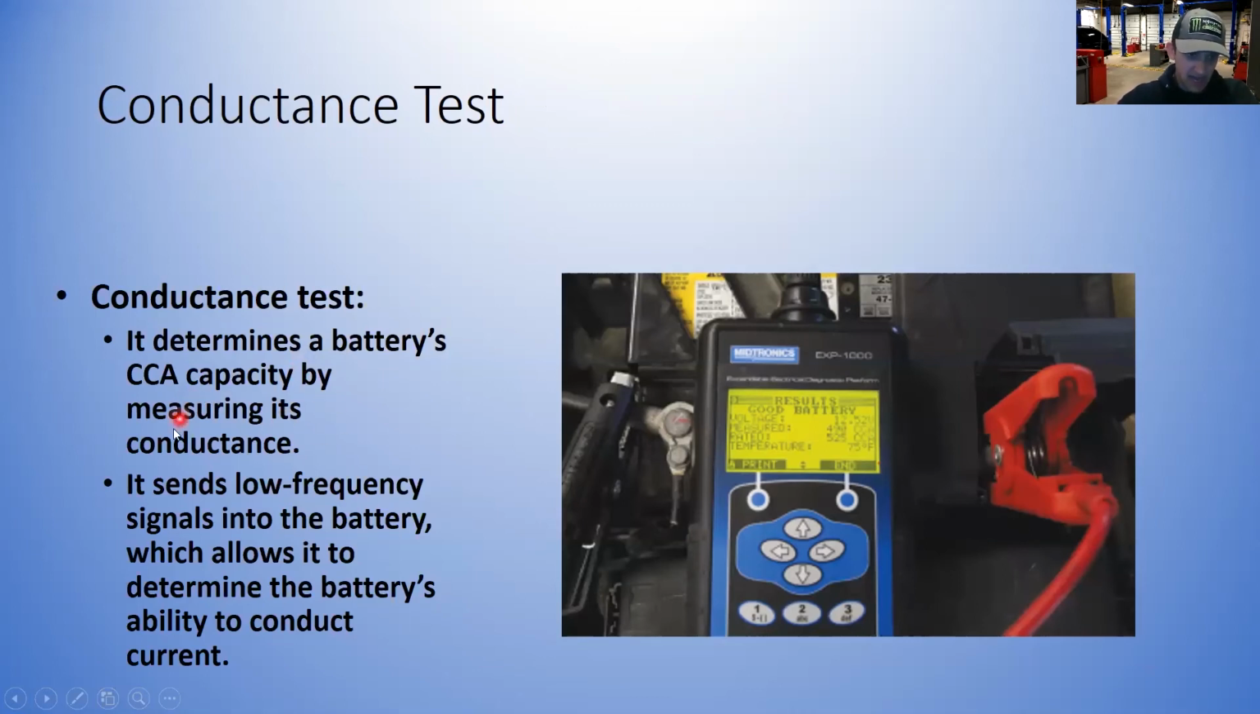So it determines a battery's cold cranking amps capacity by measuring the conductance of the battery. All right, it sends low frequency signals into the battery, which allows it to determine the battery's ability to conduct current. So it's basically sending some small signals through the battery and seeing what comes back out, and seeing if it's conductive enough.